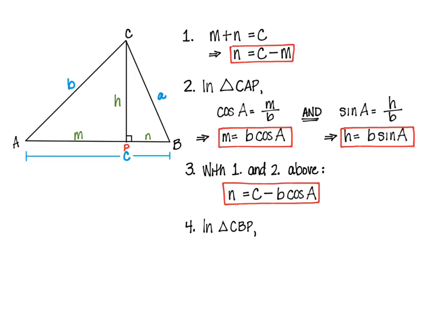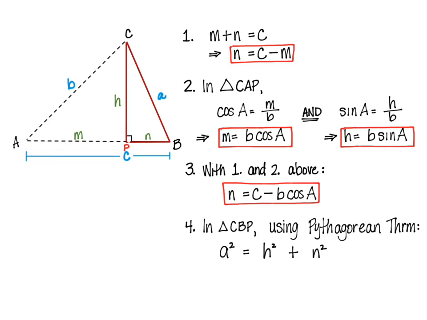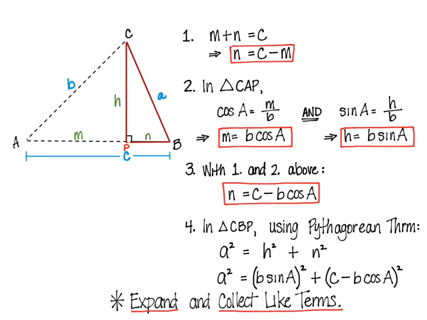Now let's look at the other triangle, this triangle CBP. And we're going to use the Pythagorean Theorem this time instead of trig. And I note that A is the hypotenuse and H and N are the legs. So I've got A squared equals H squared plus N squared. But in part 2, I've got what H equals. And in part 3, I have what N equals. So I'm going to substitute those in. Now at this point, I'd like you to expand and collect like terms. You might want to pause the video and try to do that problem out.